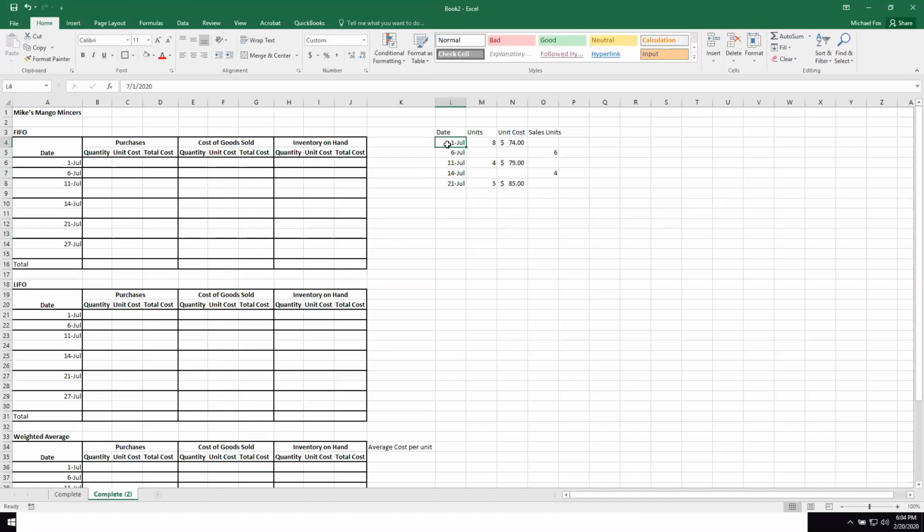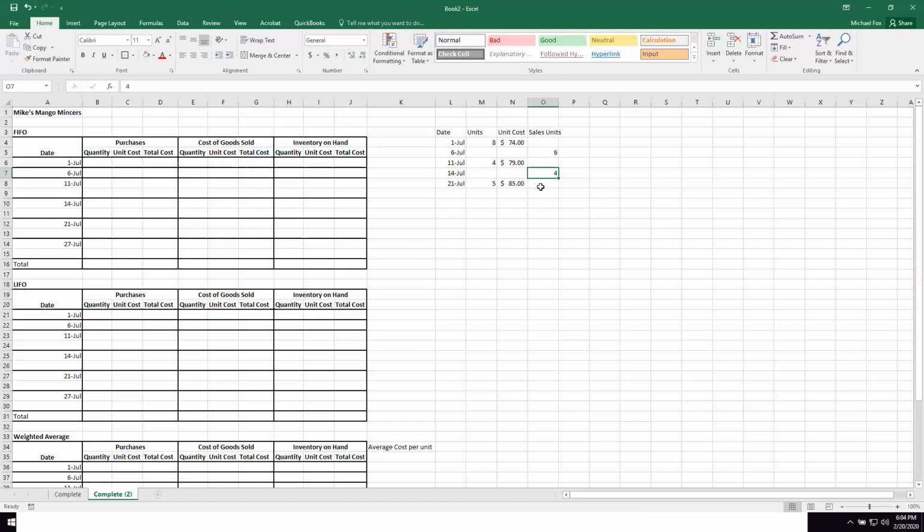Anyway, so the activity for the month is on the 1st of July. They have 8 units on hand with a cost of $74 per unit. And then on the 6th of July, they sell 6 units. On the 11th of July, they purchase 4 more units at a cost of $79. On the 14th of July, they sell 4 units. And then on the 21st of July, they purchase 5 more units.